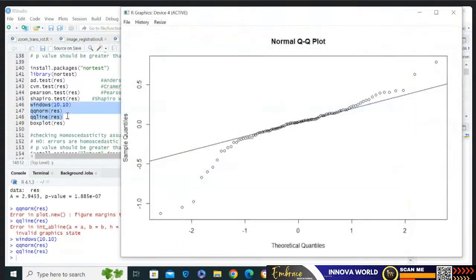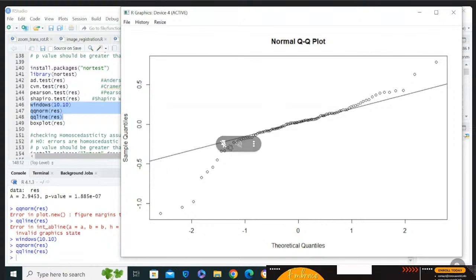Okay, now if it was normal, then the ideal situation would be all the points would fall on the line, or if there are variations, the variation would be very small. But here we can see a band of points is on the line, but then there is a huge deviation from the line, below the line as well as above the line.